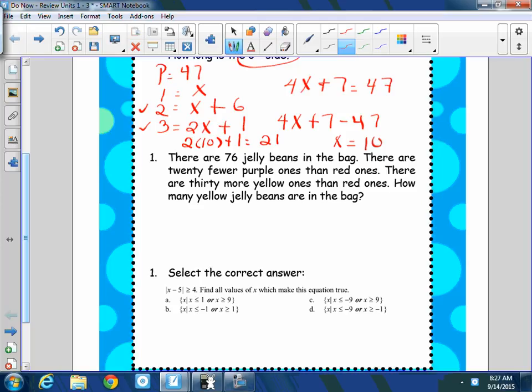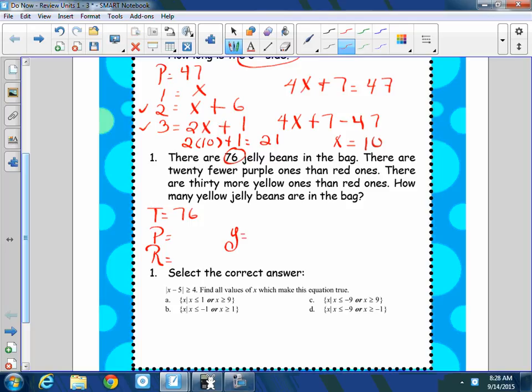All right, there's 76 jelly beans in the bag. So that's the total, correct? Total will be 76. There are 20 fewer purple ones than red ones. So I already know that I have purple ones and I have red ones. So I'm going to put a P and an R for purple and red. There are 30 more yellow ones than red ones. So I also have yellow ones, okay? So as I'm reading, I'm organizing my data, okay? Do those strategies because that really helps out when you're doing word problems.